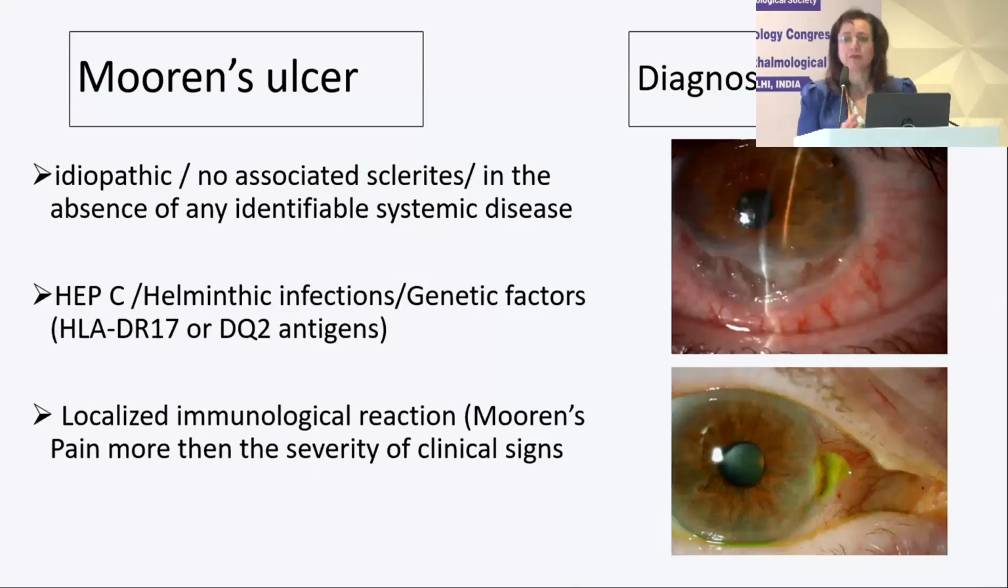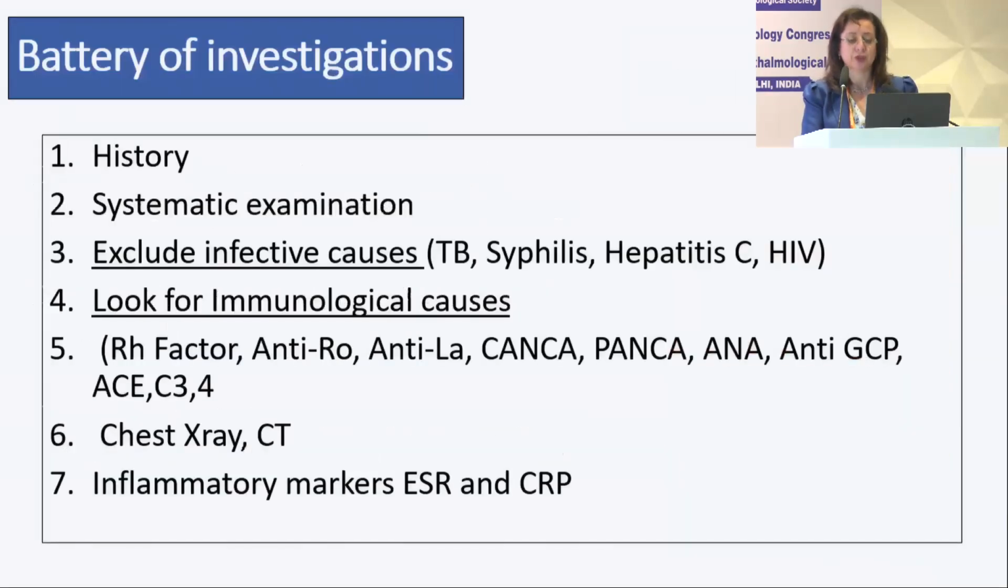Mooren's is a diagnosis of exclusion, so you have to investigate everything before you say this is a Mooren's ulcer. It is idiopathic. If you see scleritis, like in the lower picture, then this is not Mooren's. It's very painful, unilateral or bilateral, and sometimes there is helminthic infection and genetic factors. Hepatitis C can be an association, and even other genetic factors can be associated.